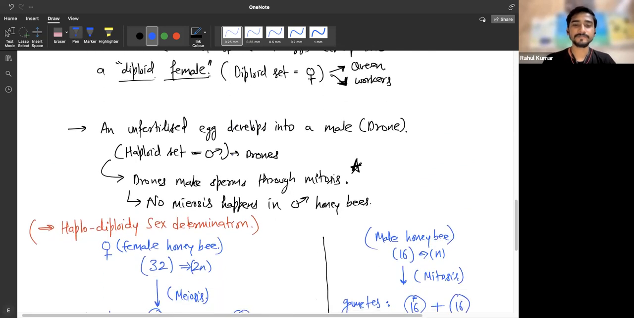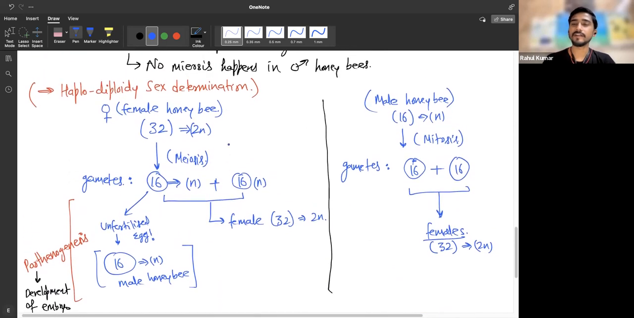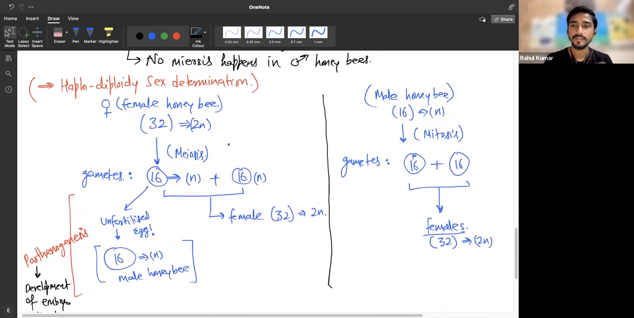Write down this statement. If you know this, it will be just a 10-second question. And this has come as a question. Male bees do not have fathers. Okay. Female bees have fathers and mothers, both.